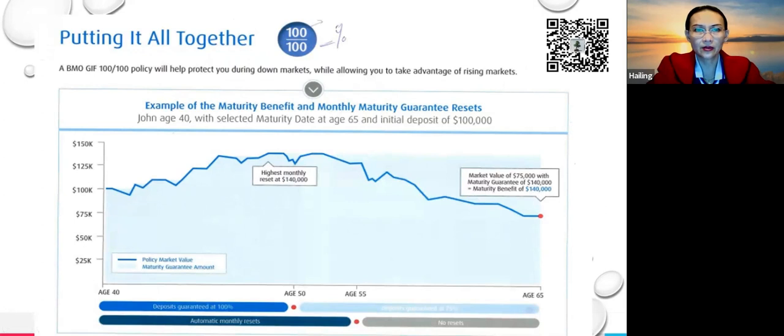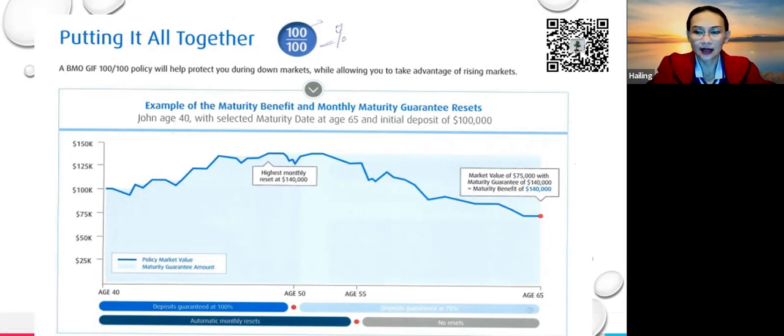So here is an example to show you how a segregated fund works. The blue line is the curve of the fund, okay? The person invests 100,000 at the age of 40. For example, in the first 10 years, the market is a bull market. He gained to 140,000. That's the highest market value in his portfolio. And then we can help him have 100% guarantee at maturity and also upon death. And then the market can go low in the following years.